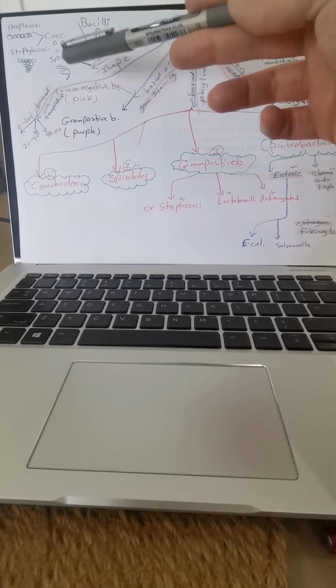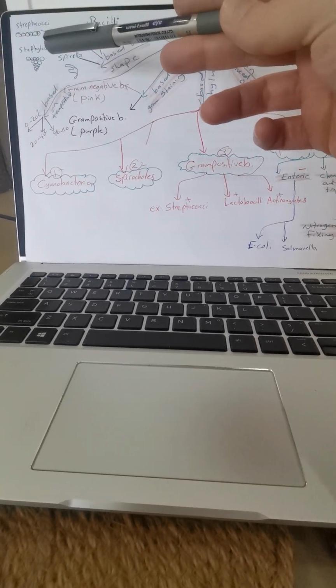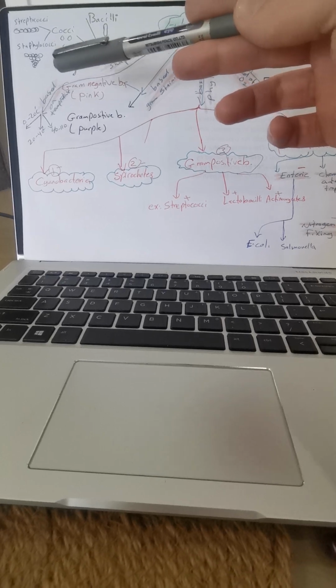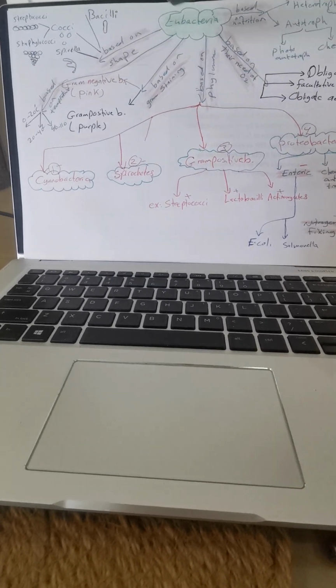If the cocci, or the sphere shape, are arranged together in a chain, at that time it's named as streptococci. And if they make a grape-like structure, they are named as staphylococci. This was all about how we can classify bacteria or Eubacteria based on their shape.